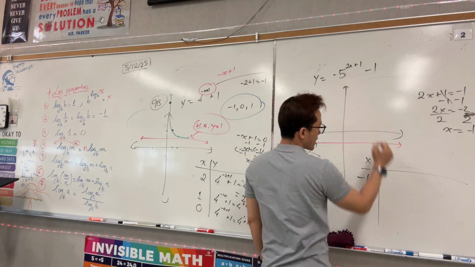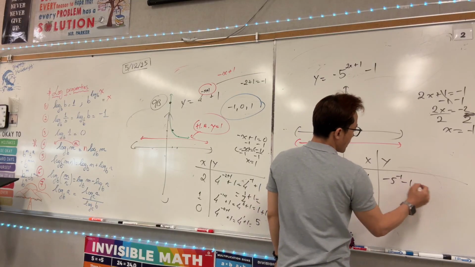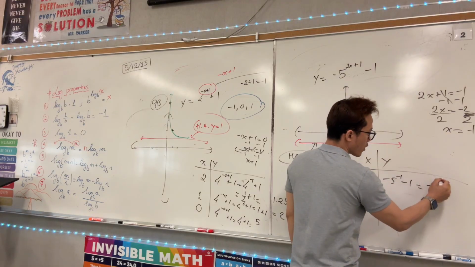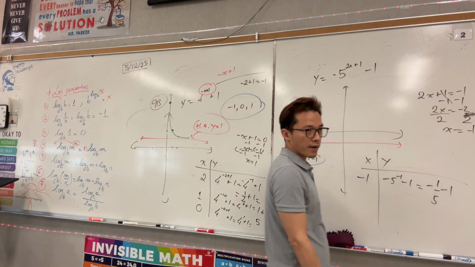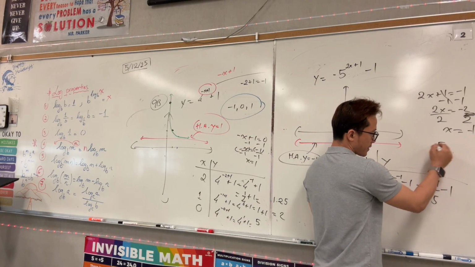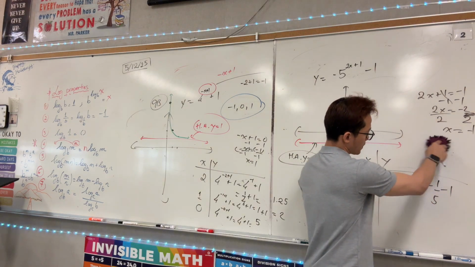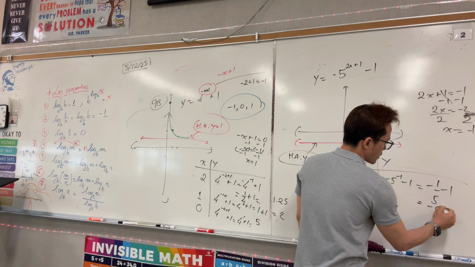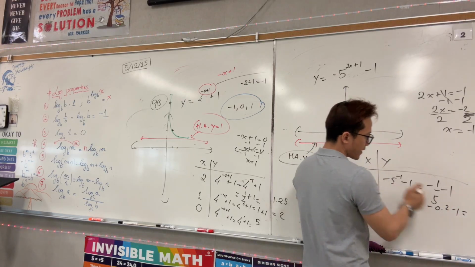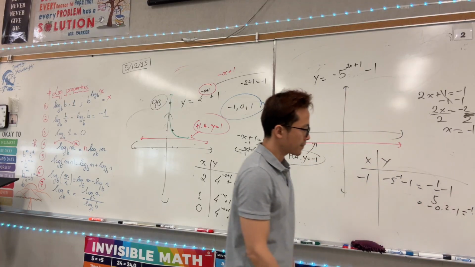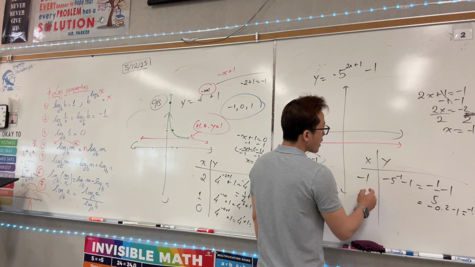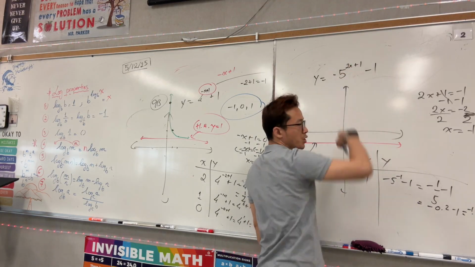I know that it's going to be -1, so negative 5 to the -1, minus 1. What is 5 to the -1? 1 over 5. What is 1 over 5? 0.2. Right. So negative 0.2, minus 1. You can do that too, as long as you know where it is on the graph. So negative 1.2. Good?